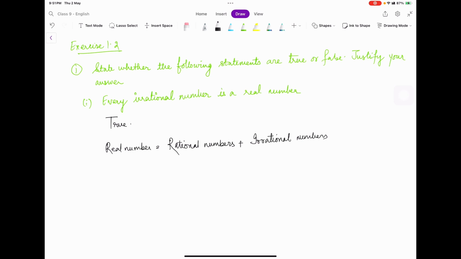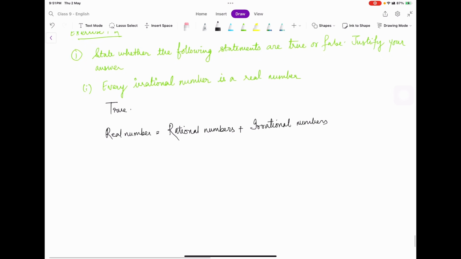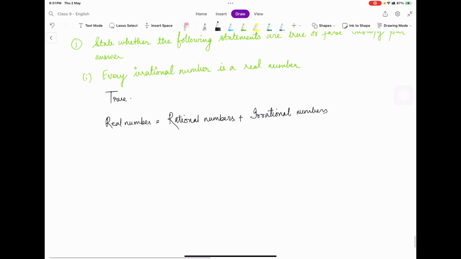Real number is a mix of rational numbers and irrational numbers. So real number consists of both rational and irrational numbers. So definitely every irrational number is a real number, or not? Okay, so this is definitely true.